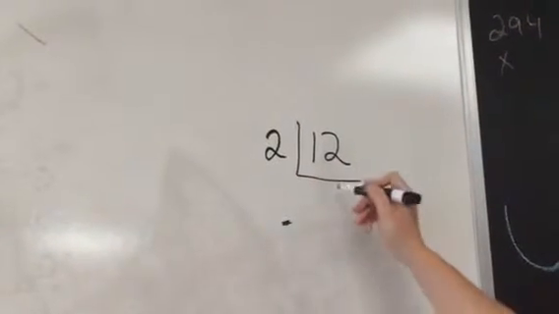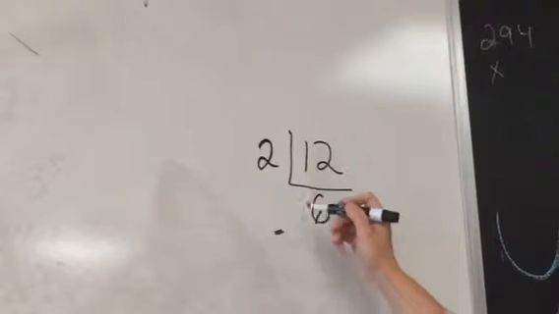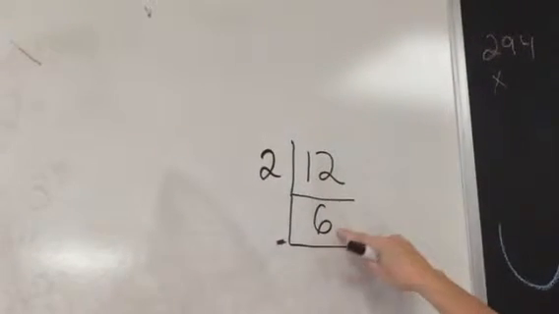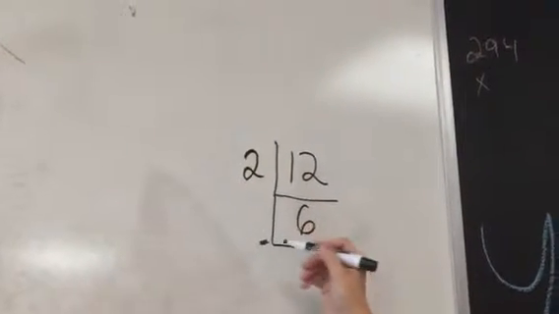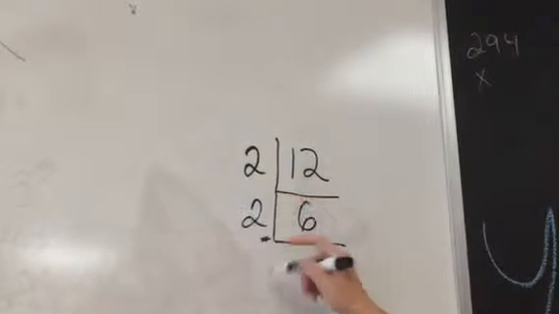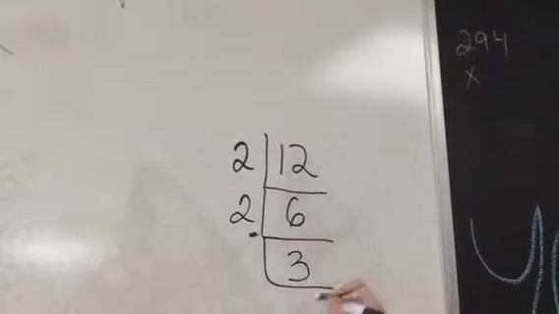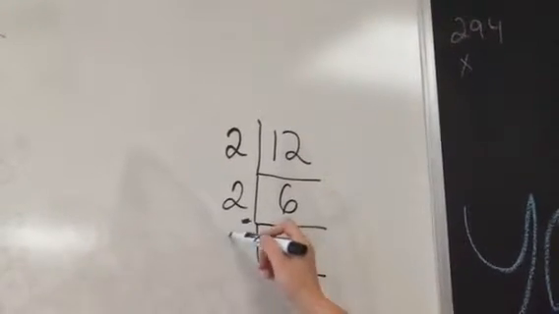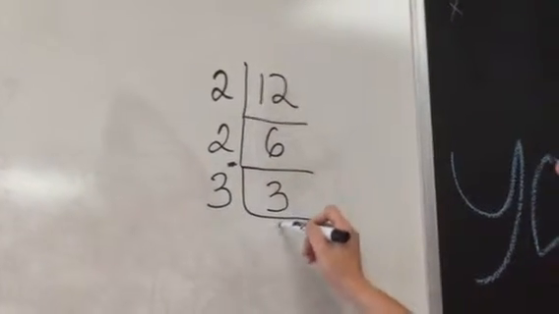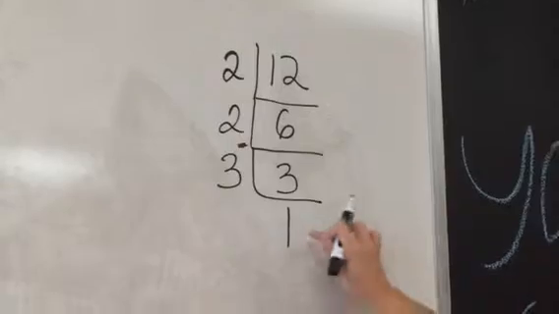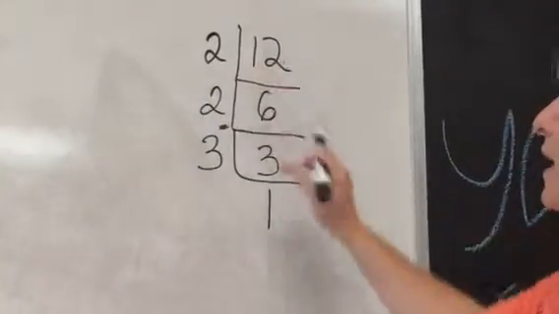I'm going to take out 2. 2 goes into 12 6 times. So then I'm going to draw another box. 6 is not prime, so I've got to take something else out. I know 2 goes into it. 2 goes into 6 3 times. We're doing good. 3 is a prime number. I'm going to take that out. 3 goes into 3 1 time. When I get down to a 1, then I get my answer.